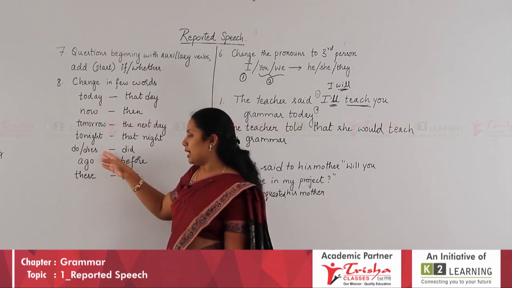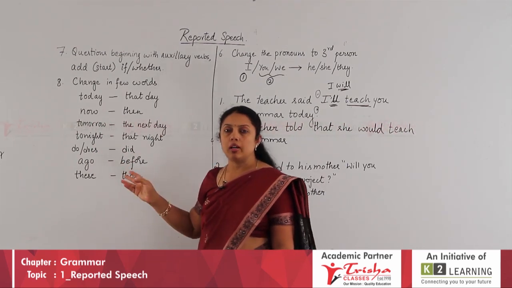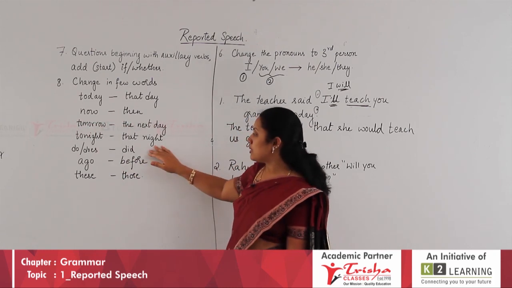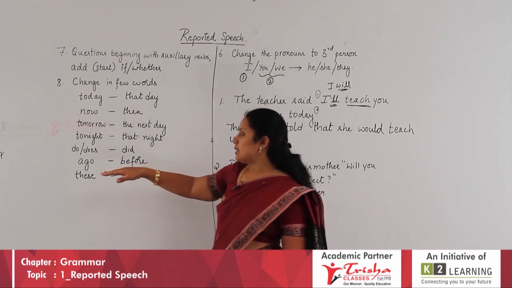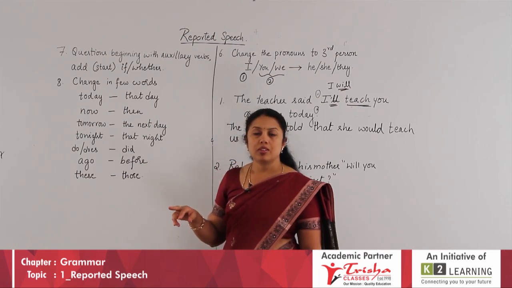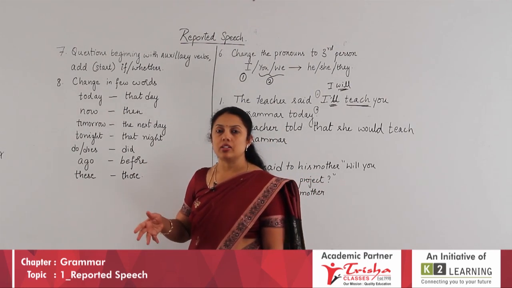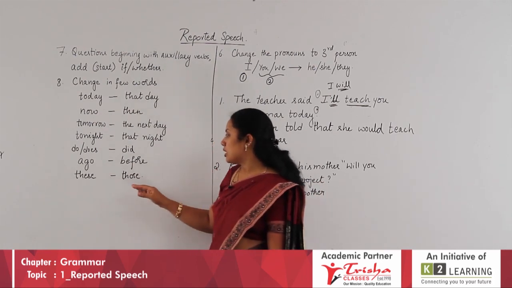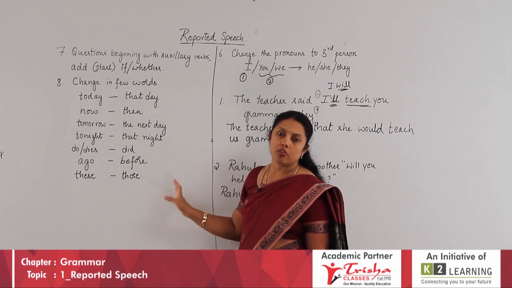Whenever you have do or does, it changes into the corresponding past tense. So it becomes did. And there is another word called ago. Then you say before, 10 years ago. So before 10 years or 10 years before, all these things had happened. So these becomes those. I've just written a few of them.